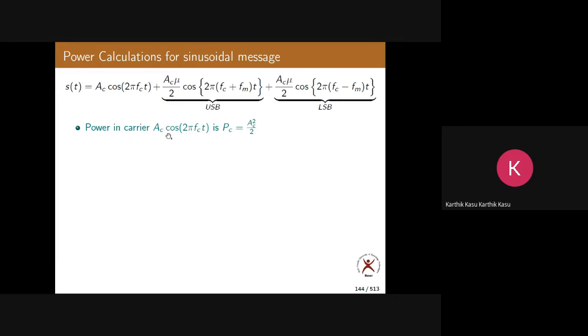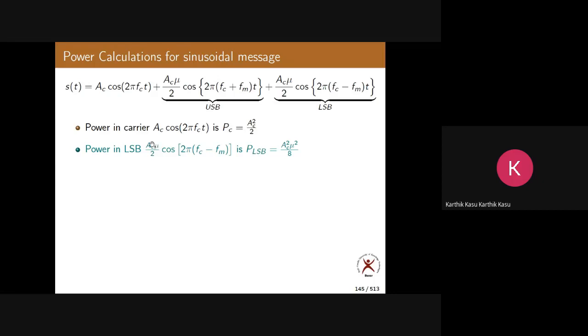What is the power in the carrier? Ac square by 2. Now what is this term? This term corresponds to the USB. I told you already, it is in the time domain, please remember. But if you take the frequency domain, this is the USB. Correct or not?